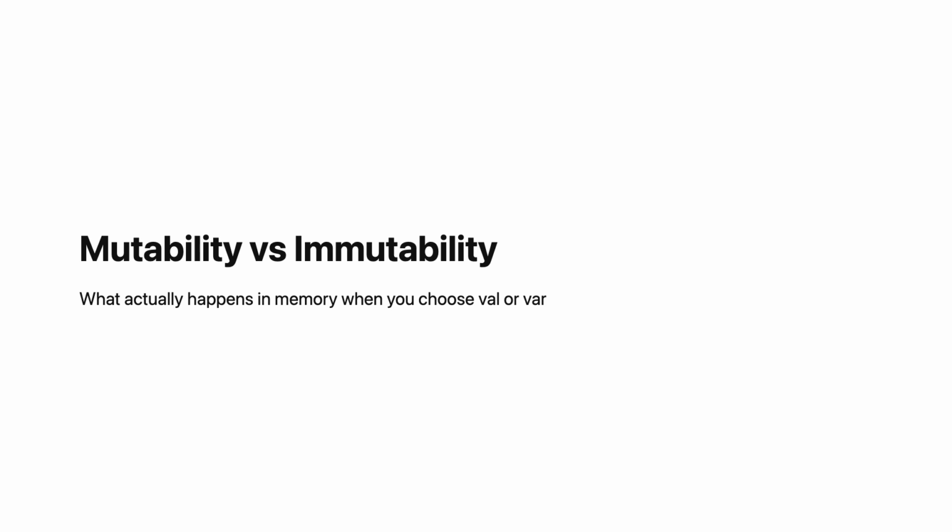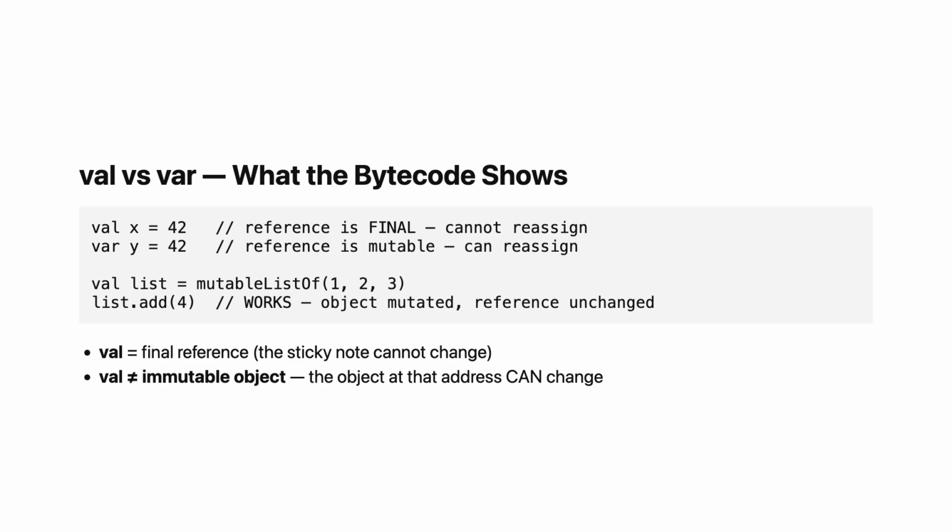Let us start with the most basic question. When you write val x = 42 versus var x = 42, what is different in memory? Here is the answer that might surprise you. At the moment of creation, nothing. Both of them store the number 42 in the same way.